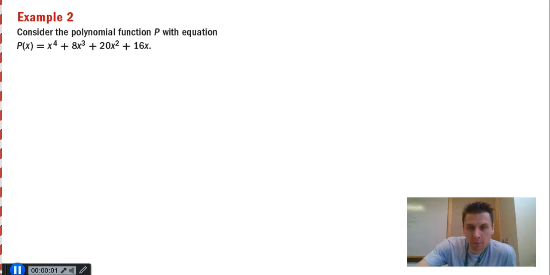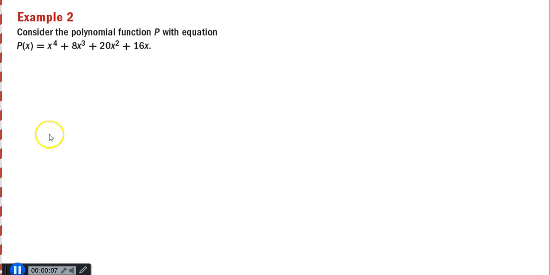All right, and we're back with a couple more examples from Advanced Algebra 11.1, which is on polynomials. Example 2 here, we have a polynomial function p, which says p of x is equal to x to the fourth plus 8 times x to the third plus 20 times x squared plus 16x. This is a polynomial. If I just look at the expression here, this is a polynomial.